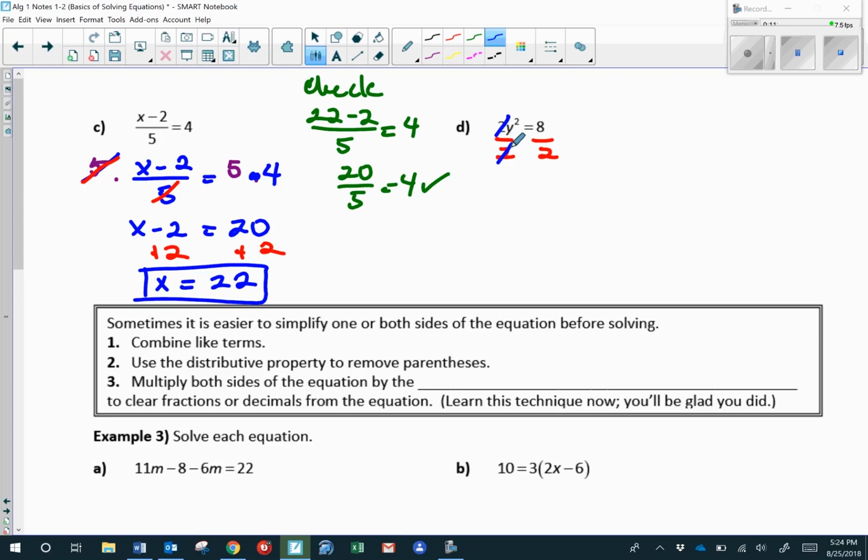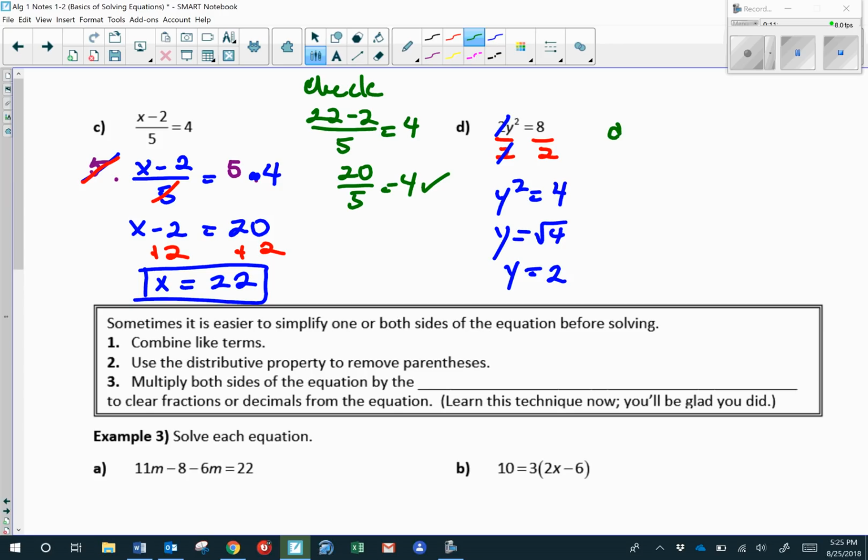Those 2's will cancel since multiplication undoes division. And then that's going to leave us with y squared is equal to 8 over 2, which is 4. And if y squared is equal to 4, then we can undo by doing a square root. So y is equal to the square root of 4, or y is equal to 2.